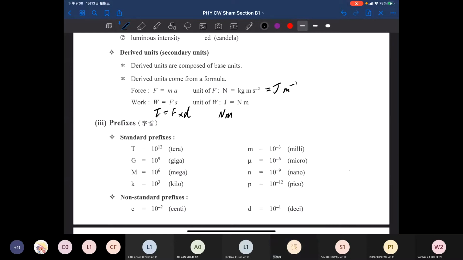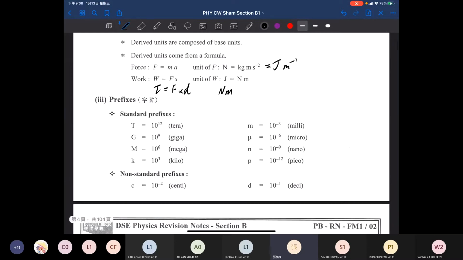Another thing that we have to remember is the prefix. You can see the normal standard prefixes are separated by 3. First, kilo. You have to remember kilo. You see it every day if you study physics. Milli is also very important, 10 to the power negative 3. Micro, 10 to the power negative 6.